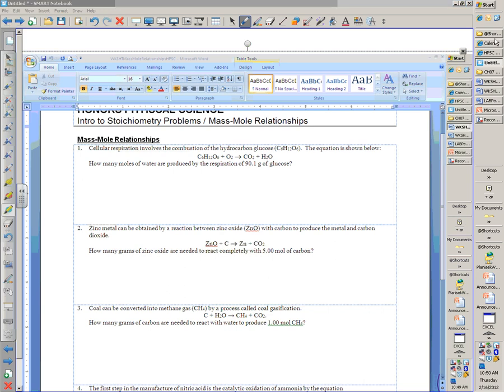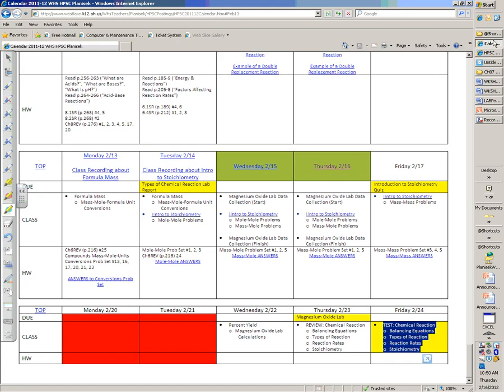Answers to this problem set are posted on Thursday's date on the calendar. So it says mass mole problem set 1, 2, 5. We didn't get to 3 and 4, so if you want to do all of them, you can. Answers to all of the problems are posted there on Thursday. Tomorrow, you will have a quiz over the mole and the mass mole, so the problems that we did today, basically. Okay.